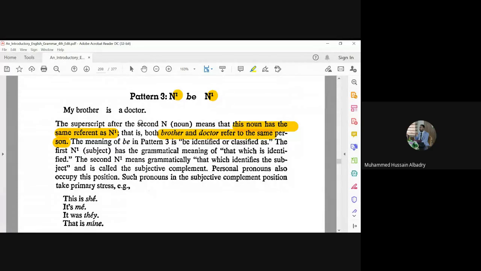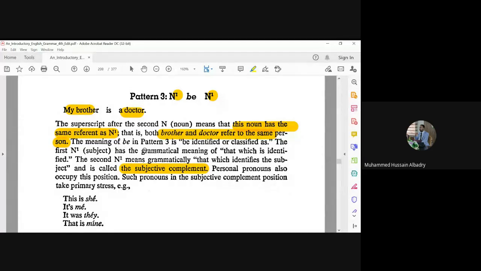My brother is a doctor. لذلك احنا نعتبره subject complement. دائما نسميه subject complement مكمل بالsubject. My brother is a doctor. Who is that doctor? My brother. Okay. So noun 1 be noun 1. My brother noun is be a doctor also noun. So noun 1 noun 1 referred. So this is part number 3. This is not an adjective. Neither an adjective nor an adverb. So this is part number 3.